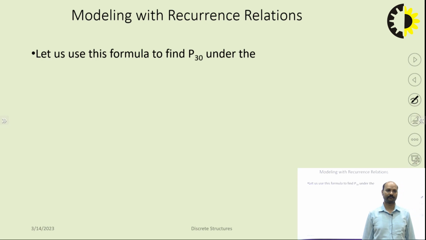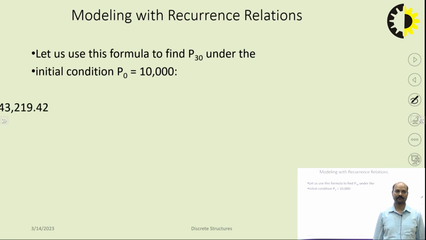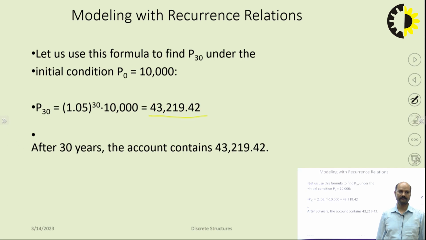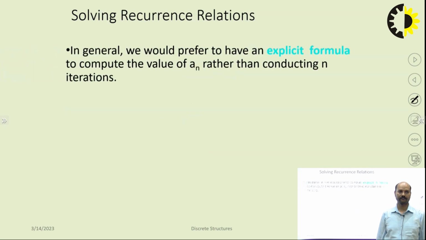Let us use this formula to find P30, because we want to calculate after 30 years. P0 is equal to 10,000. So P30 is equal to 1.05 raised to the power 30 times 10,000, which equals 43,219.42. In general, we prefer the explicit formula to compute an rather than n iterations.